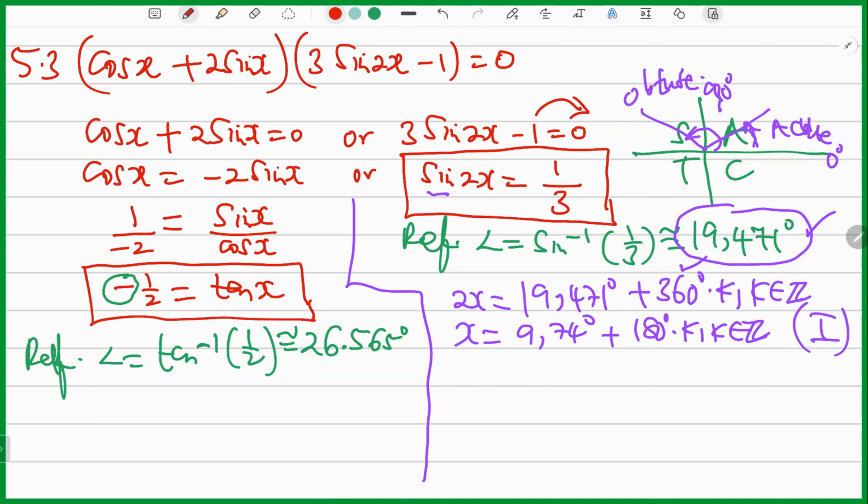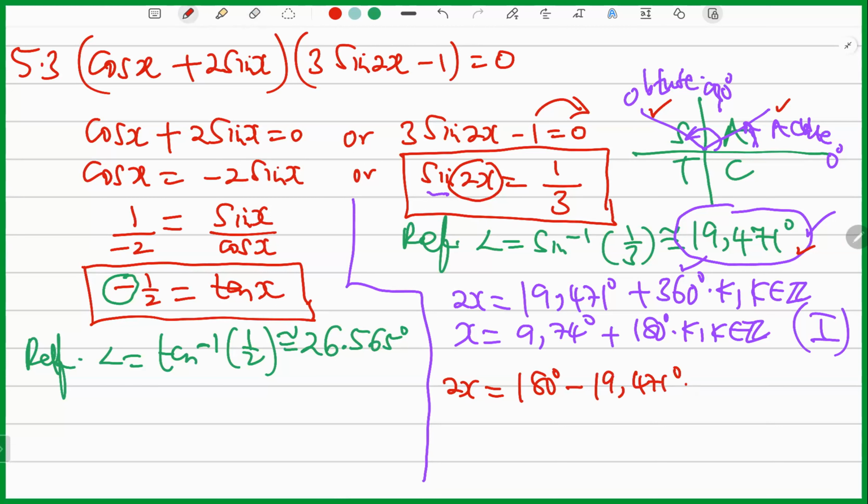To find the other angle, we say 2x is equal to the next angle. We found one which was in the first quadrant. The next one is in the second quadrant. How do you find the second quadrant? You say 180 degrees minus the acute angle. Now we want to find an angle in the second quadrant, so in the second quadrant it is 180 minus 19.471 degrees.